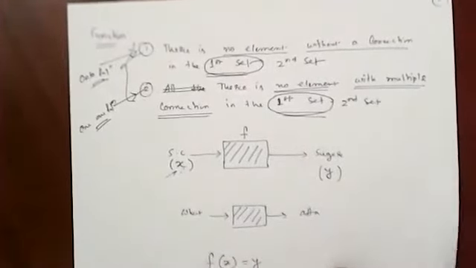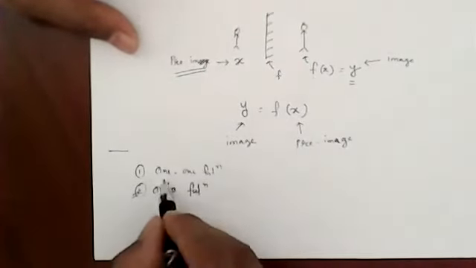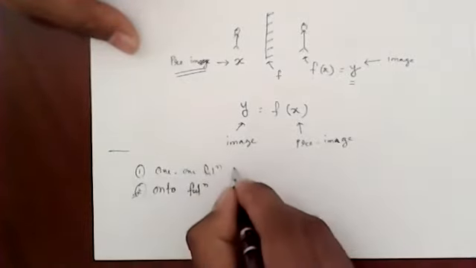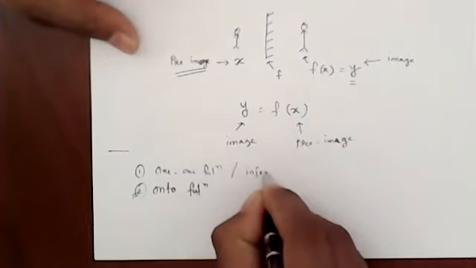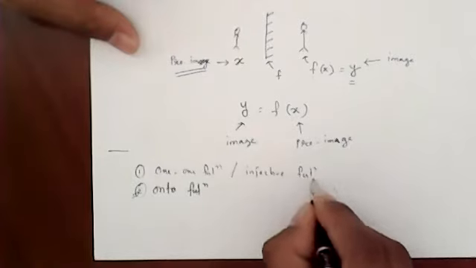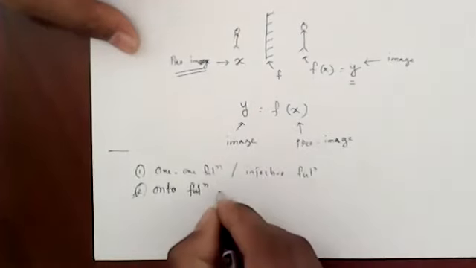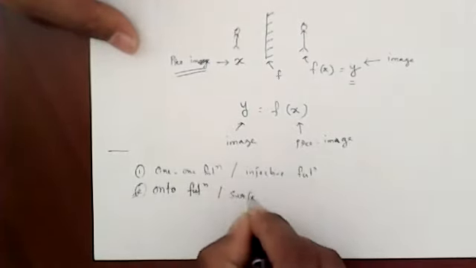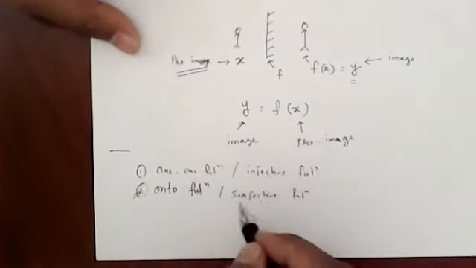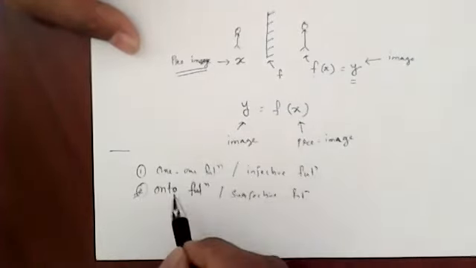Now, before going to that, these two functions have alternative names. A one-one function is also known as an injective function. Is it visible what I'm writing here? Yes, sir. Okay. And an onto function is called a surjective function. So you have to remember these two terms also. Injective means one-one, and surjective means onto.